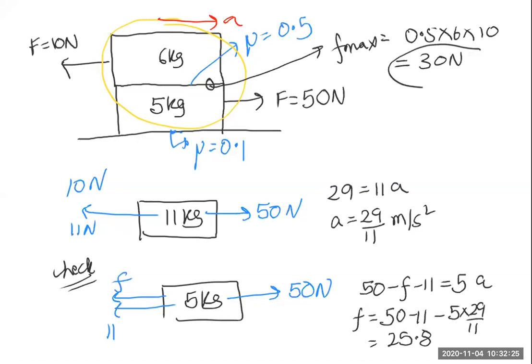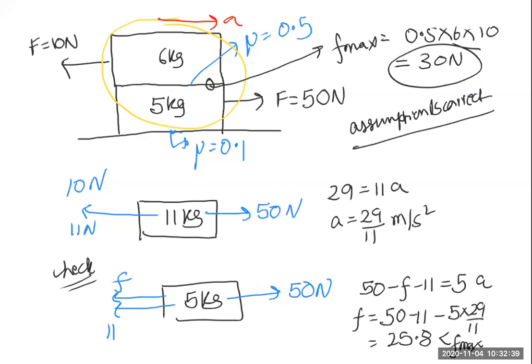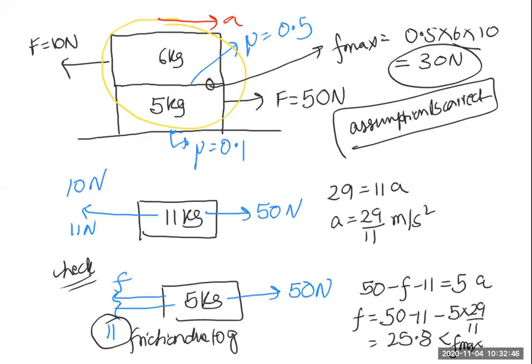25.8, बट एफ मैक्स तो 30 है, सो दिस इज लेस देन एफ मैक्स, दिस इंप्लाइज दैट द अजम्पशन इज करेक्ट. फ्रिक्शन. Yeah, so they will move together absolutely, and the acceleration will be 29 by 11 meter per second square.